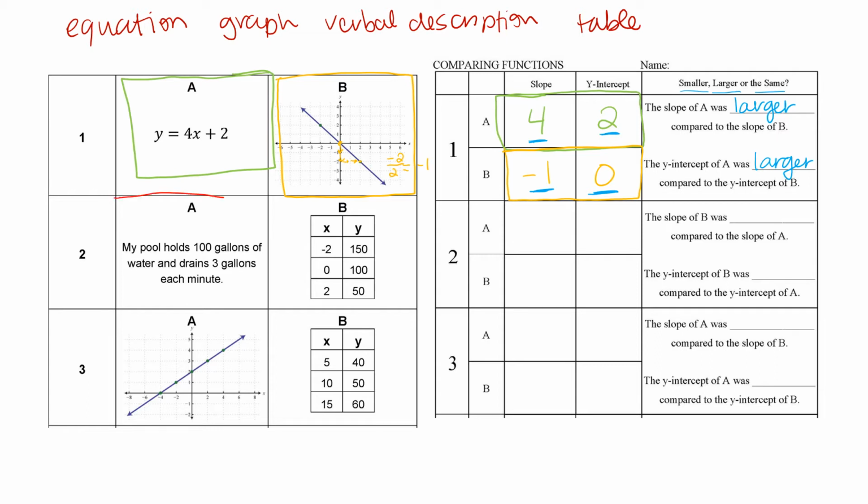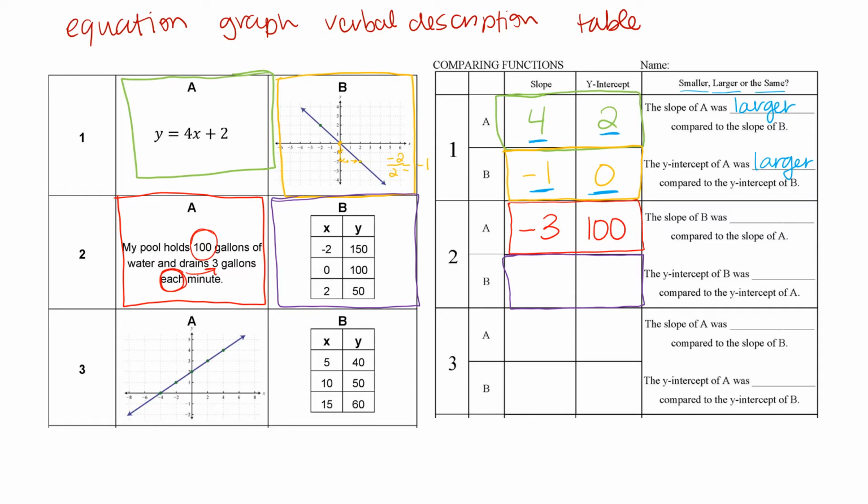All right, number 2, we have a verbal description. So we're going to figure out that slope and y-intercept and put it here. And then for B, we have a table. So we're going to put the slope and y-intercept here. It says my pool holds 100 gallons of water and drains 3 gallons each minute. My keyword each is referring to the number 3, so I know that's going to be my slope. And since it's draining water, I know it's going to be a -3. It started out with 100 gallons of water, so that's going to be my y-intercept.